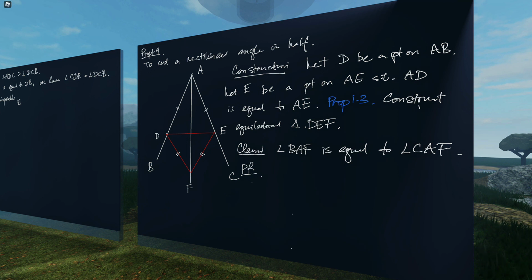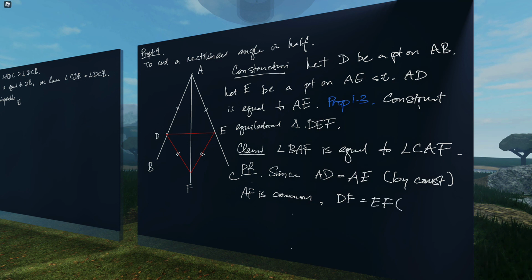Okay, so we're almost done. Since AD is equal to AE, I'm going to go back to using equals notation. We've kind of just written them out above. This is by construction. We've constructed the point E such that these are the same. AF is common. If we're looking at the two big triangles on the screen, ADF and AEF, then AF is a common side. And DF and EF are the same, DF is equal to EF because equilateral triangles.